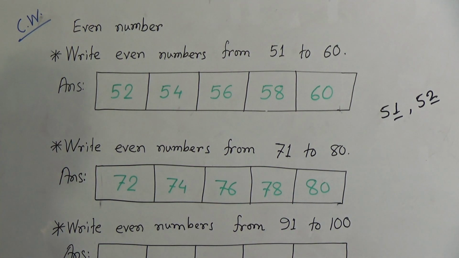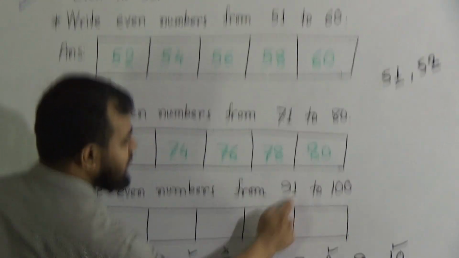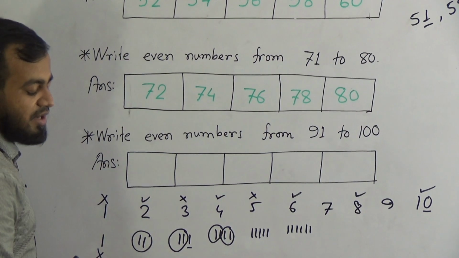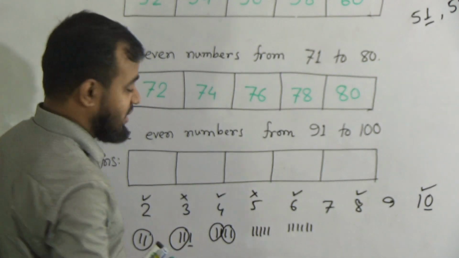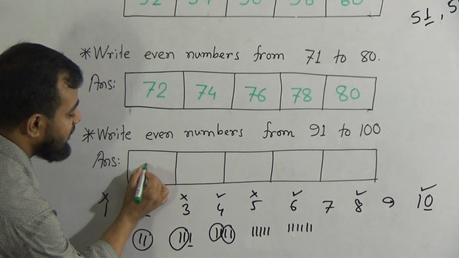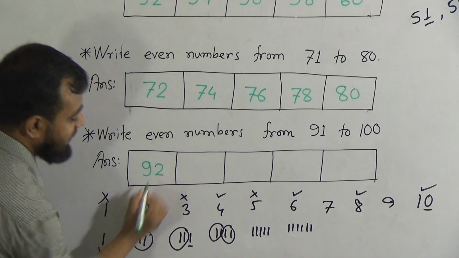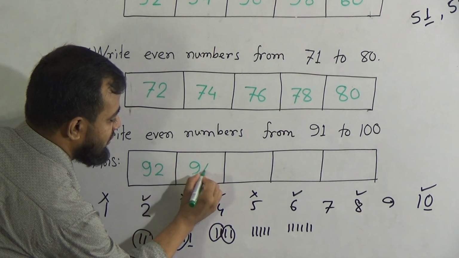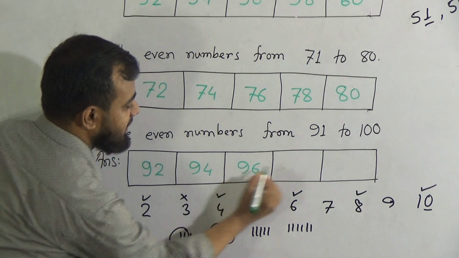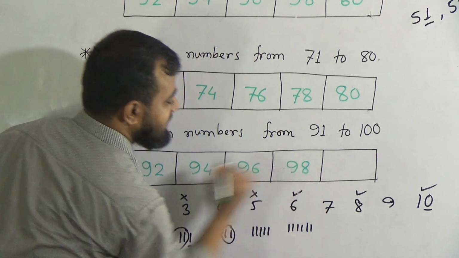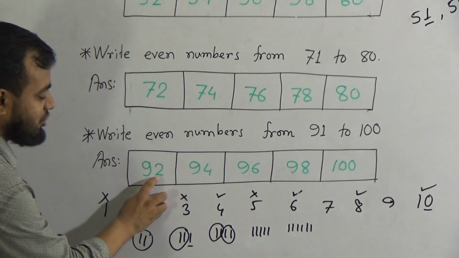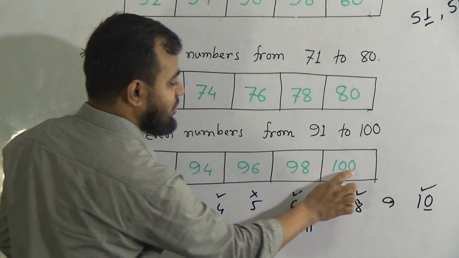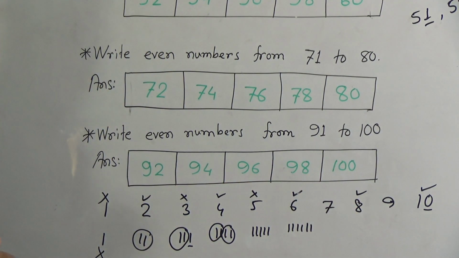Now we'll solve the last question. The last question is: write even numbers from 91 to 100. It's so easy, my dear students. 92, 94, 96, 98 and 100 are the even numbers. So write down here: 92 is the first even number, then 94, then 96, then 98 and our last even number is 100. Now look, all the numbers have 2 or 4 or 6 or 8 or 0 in the ones place. So all the numbers are even numbers.